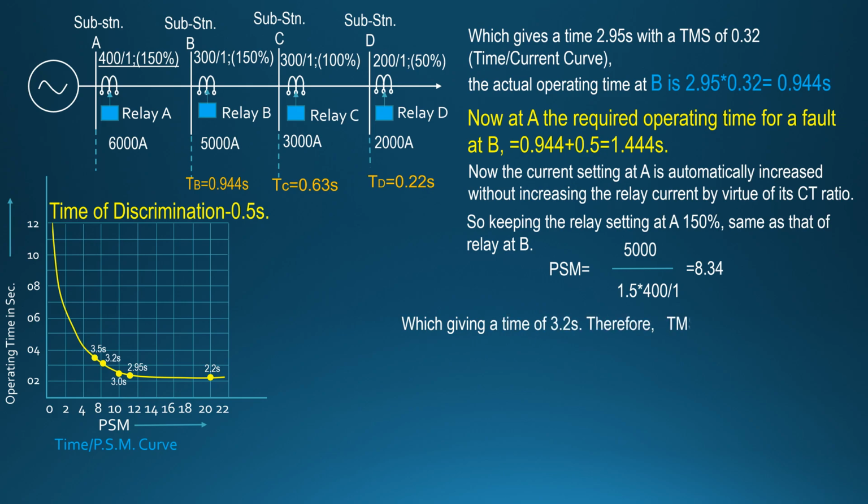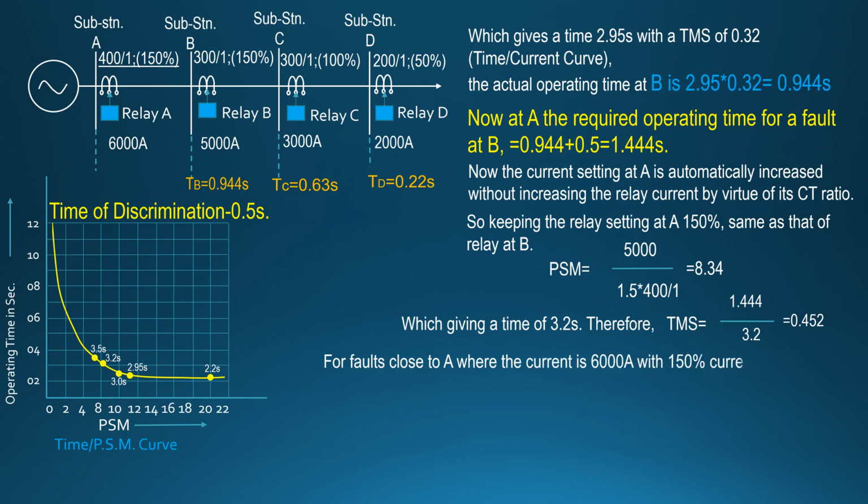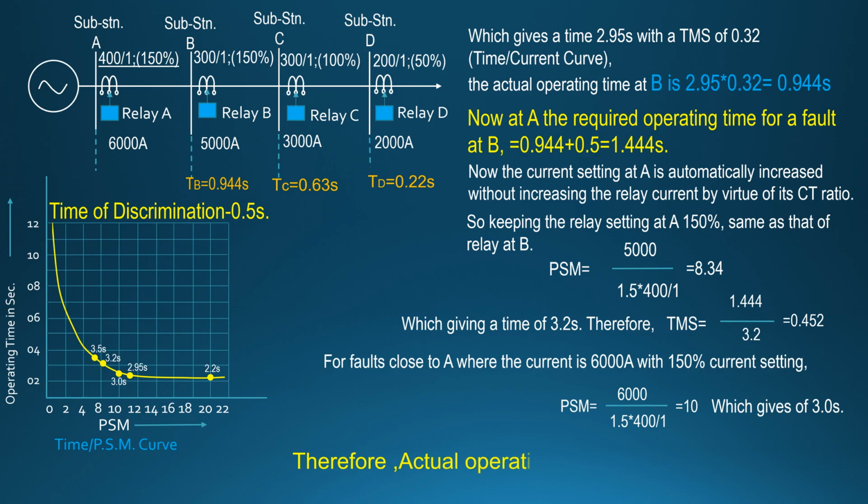Therefore, TMS is equal to 1.444 divided by 3.2, is equal to 0.452. For faults close to A, where the current is 6000 ampere with 150% current setting, PSM is equal to 6000 divided by 1.5 into 400 by 1, is equal to 10, which gives a time of 3.0 seconds. Therefore, the actual operating time at A is equal to 3.0 into 0.45, is equal to 1.35 second.